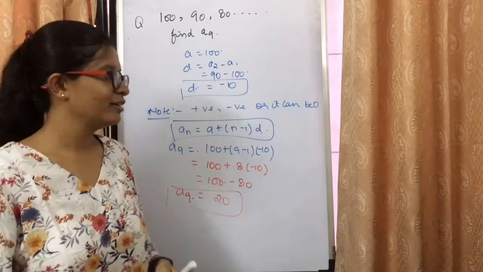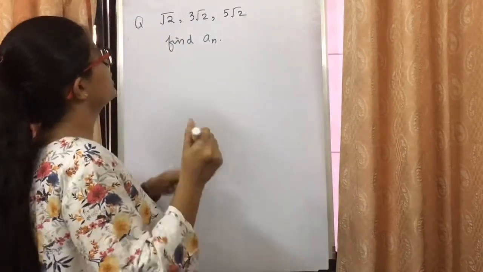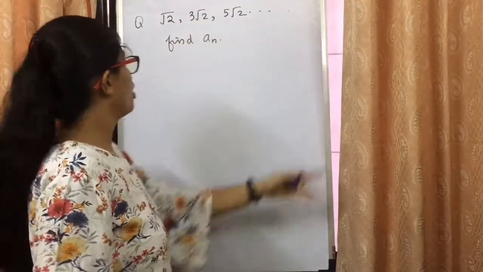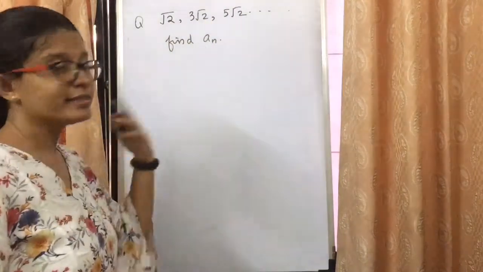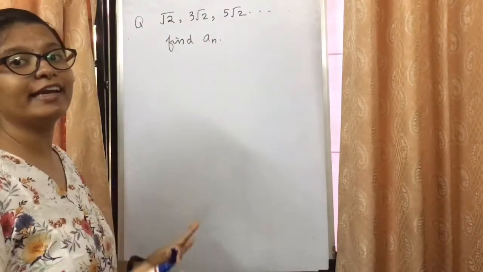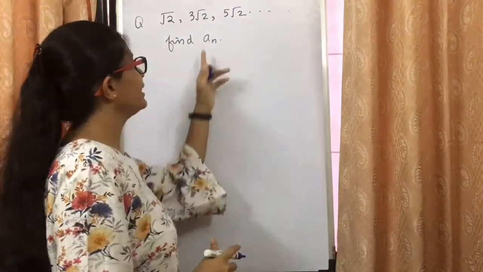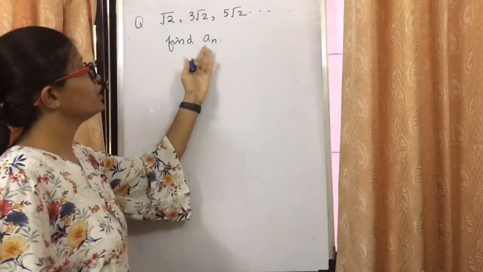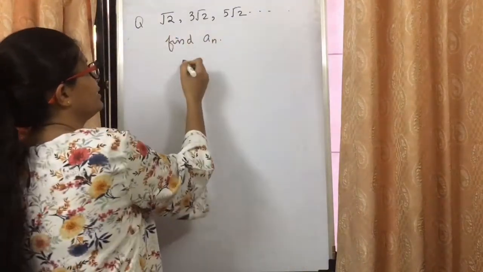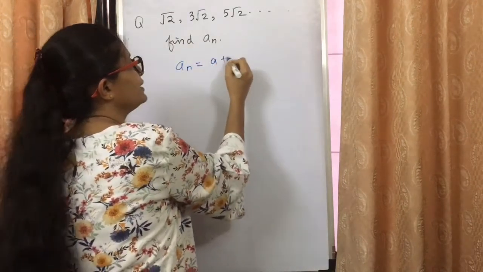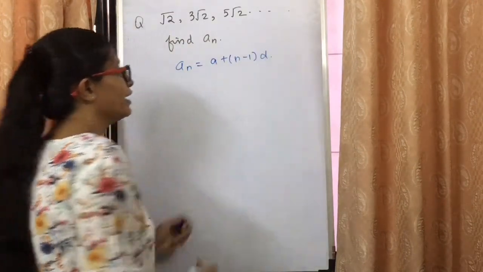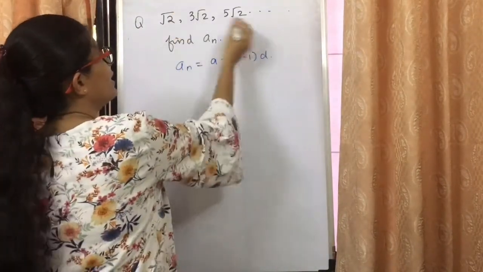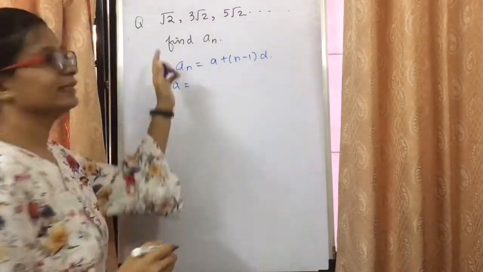Is it easy? Now the question given is, the series is given as root 2, 3 root 2, 5 root 2 and so on. Find an, meaning you need to find the equation for the nth term of the series. In the earlier questions, the equation of the nth term was given and from there we found terms. Now the series is given. The formula is a plus n minus 1 into d. If I have a and d, can I find the equation? Yes, I can. So from the series, a is nothing but the first term.